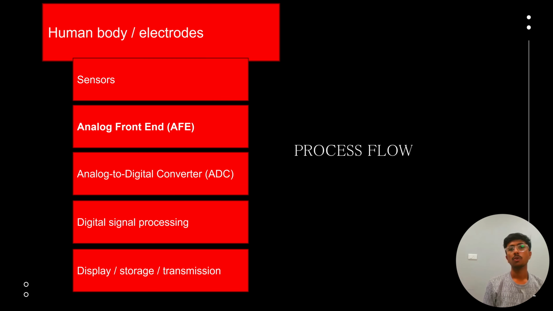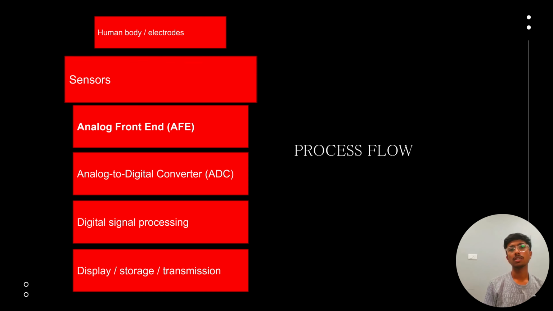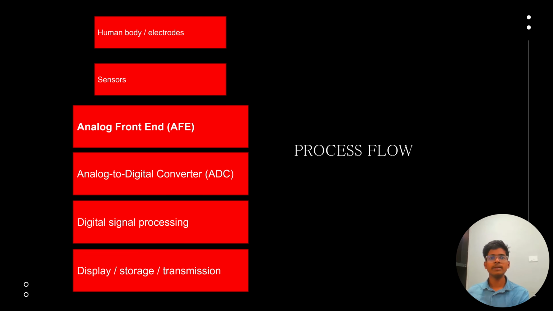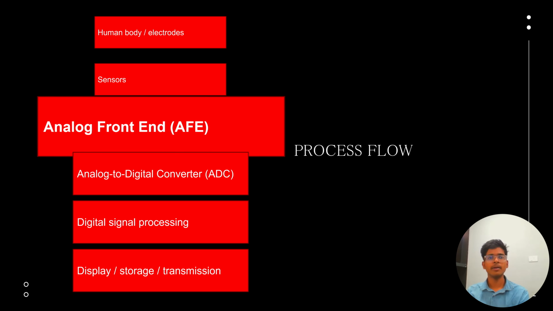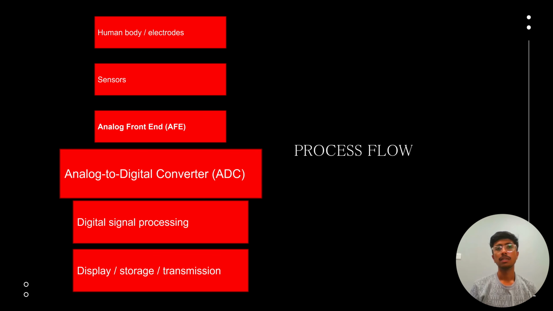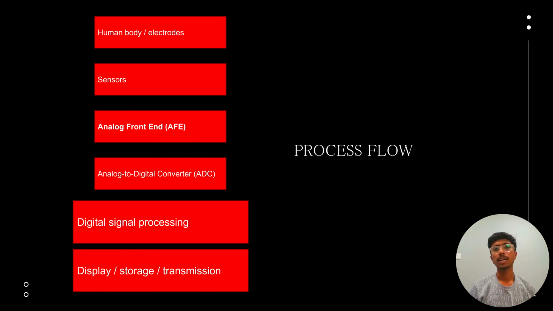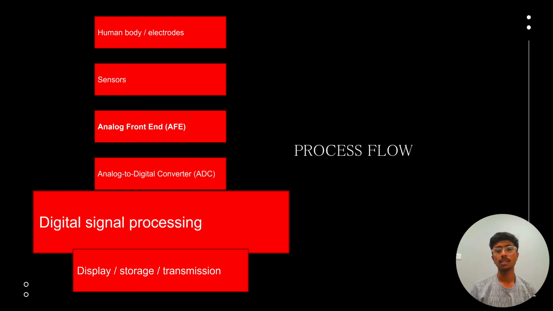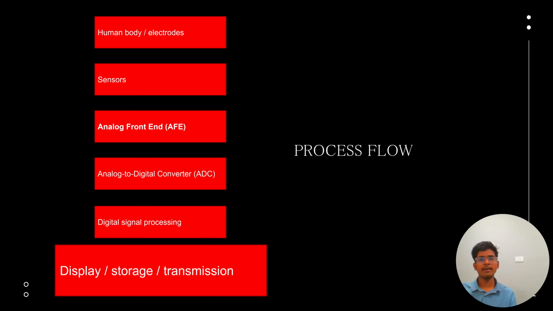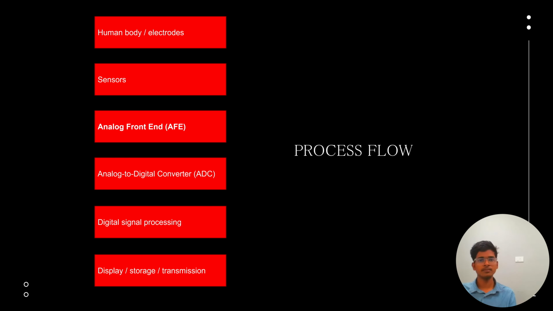This slide shows the overall process flow of a typical biosignal measurement system. The signal originates from the human body and is picked up using electrodes. These signals are then captured by sensors and passed to the analog front end, where they are amplified and conditioned. Next, the conditioned analog signal is converted into digital form using an ADC, or analog to digital converter. Finally, digital signal processing is applied and the data is either displayed, stored, or transmitted for further use.